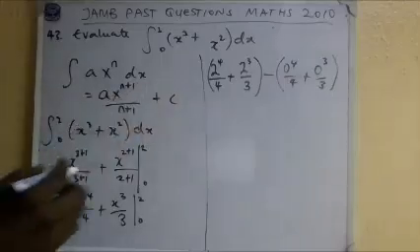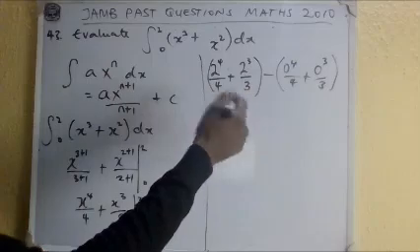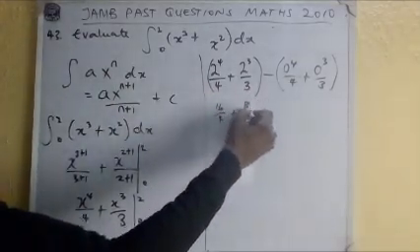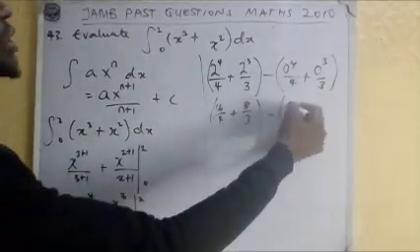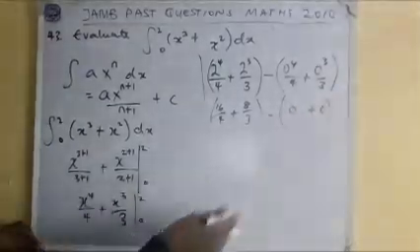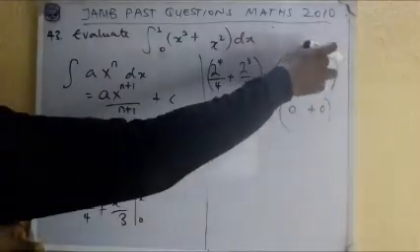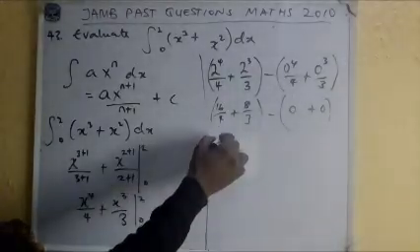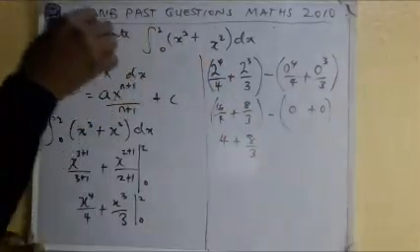For this one now, 2 raised to the power 4 is 16. 2 times 2 is 4, times 2 is 8, times 2 is 16. So 16 over 4 plus 8 over 3. Then minus, all these ones are zeros, because 0 raised to the power 4 is 0, 0 divided by 4 is 0, 0 raised to the power 3 is 0, and 0 divided by 3 is 0. So this is where the math is now. It is 4 plus 8 over 3.